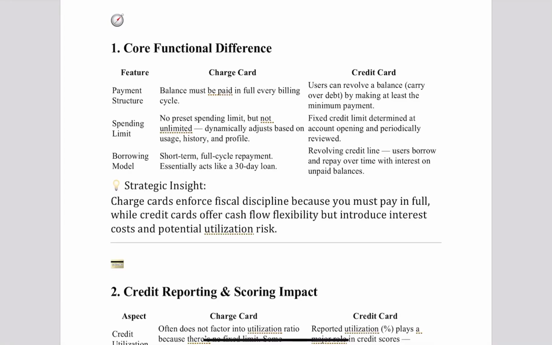Good morning, guys. Welcome back to Credit Mix. Today's video is going to be about the core functional differences between a charge card and a credit card.